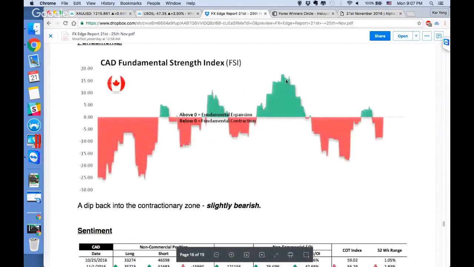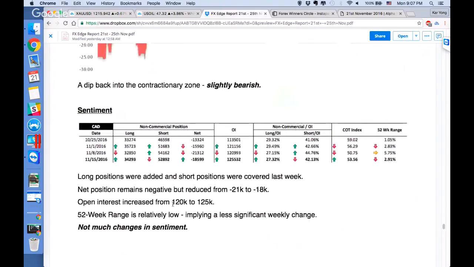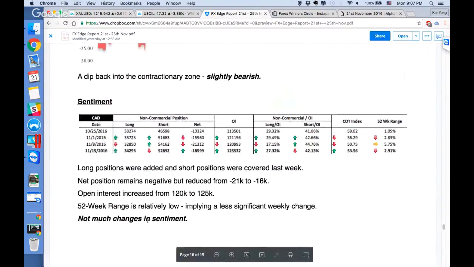But if you look at fundamental here, yes, it is slightly bearish as of now, but you can see it's actually rotating: expansionary, contractionary, expansionary, contractionary. So overall, it's almost very close to neutral. It's hovering up and down, up and down. But right now, as of last week, the data points to slightly bearish. And then you can see over here sentiment. I'd say not much changes in sentiment, but the overall net is still negative.